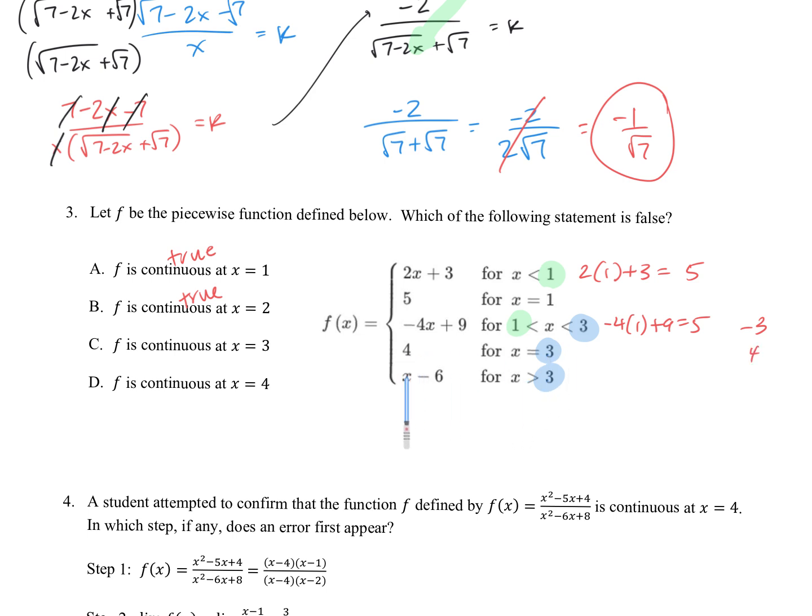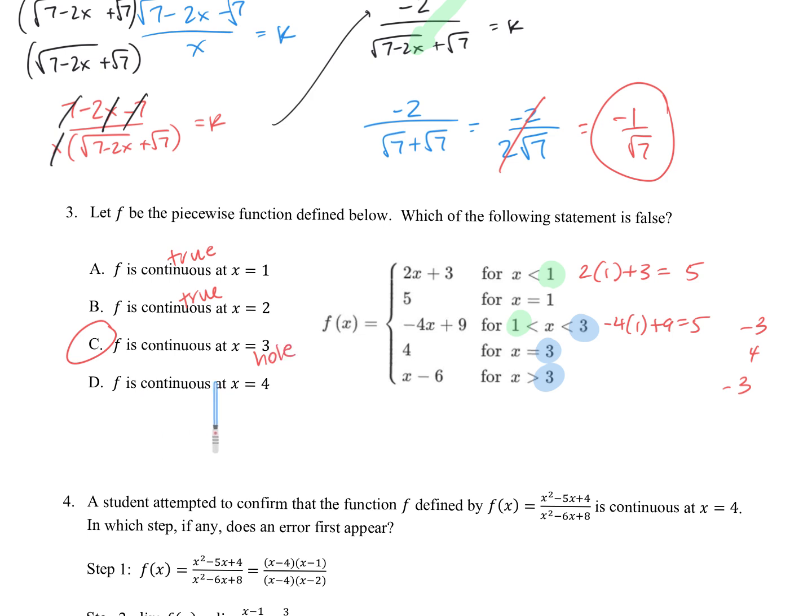And then bigger than 3, 3 minus 6, negative 3. And it says it's continuous there. Well, from the left and the right, they're both going to negative 3. But what's the value at 3? 4. We have a hole. Continuous or not? Nah. So I'm going to say that is false. That would be a hole.